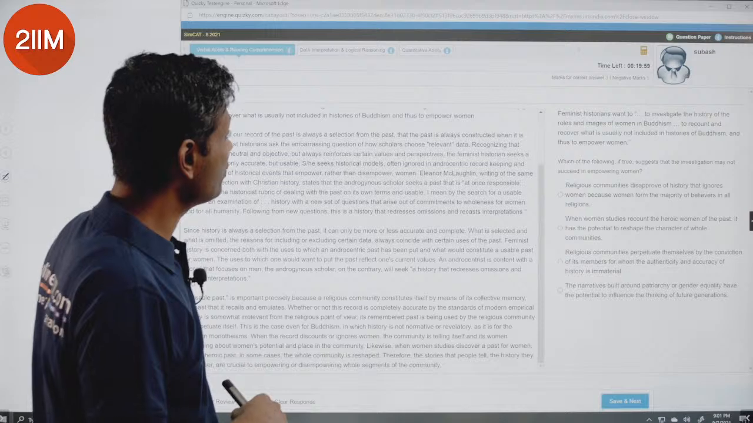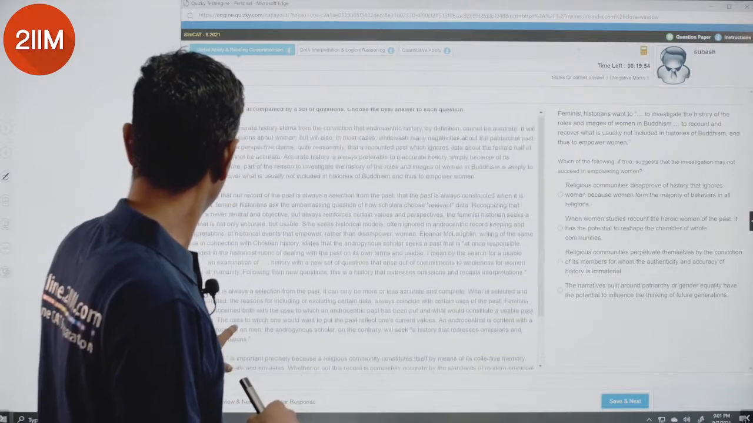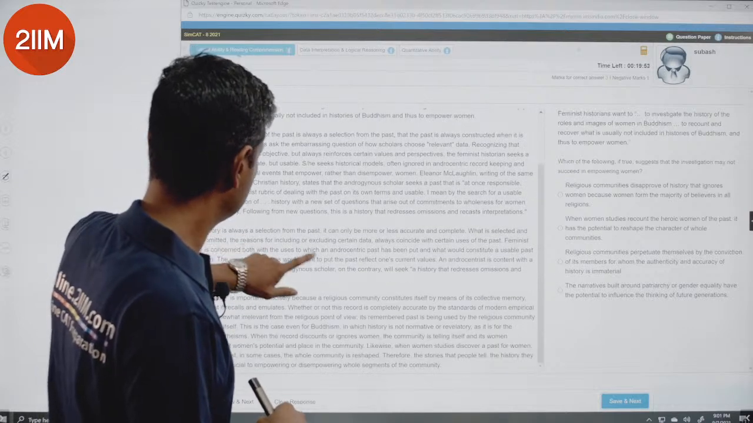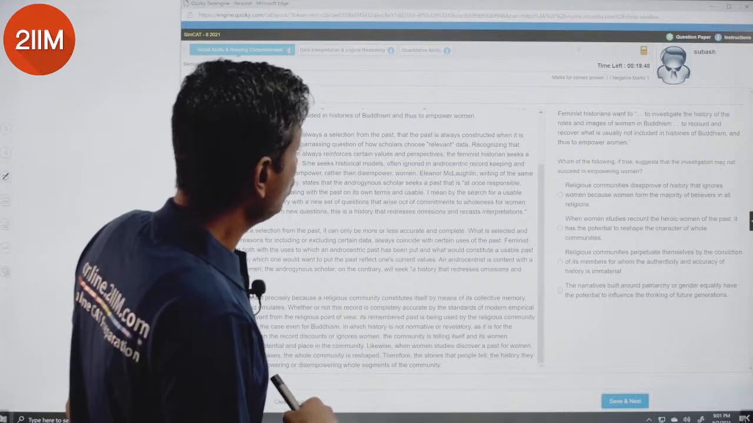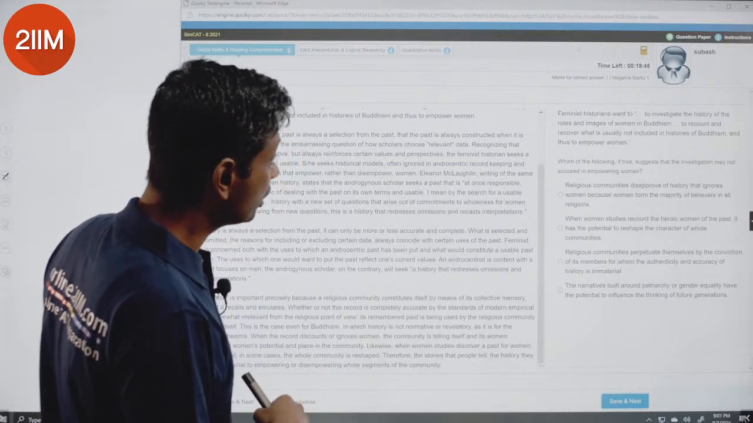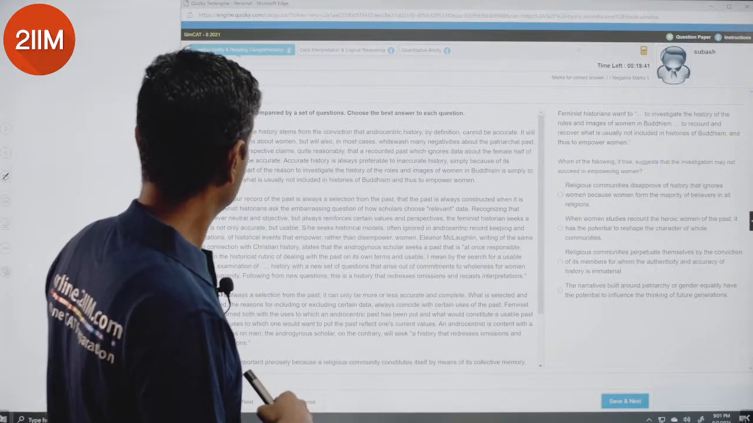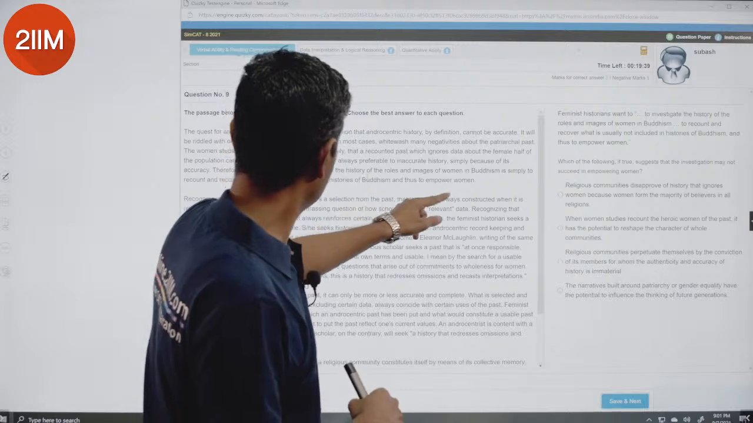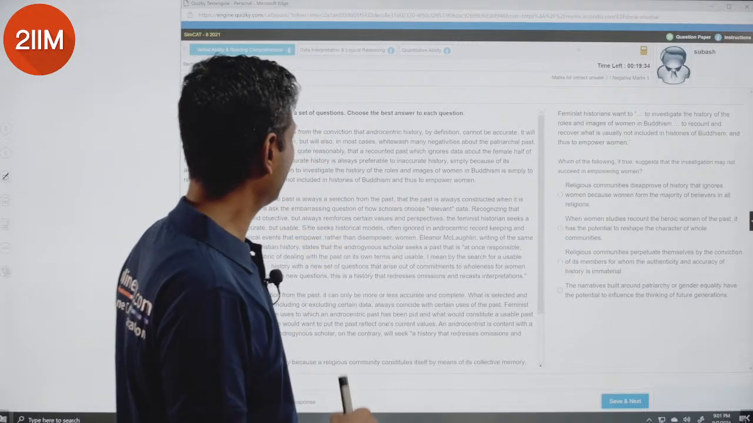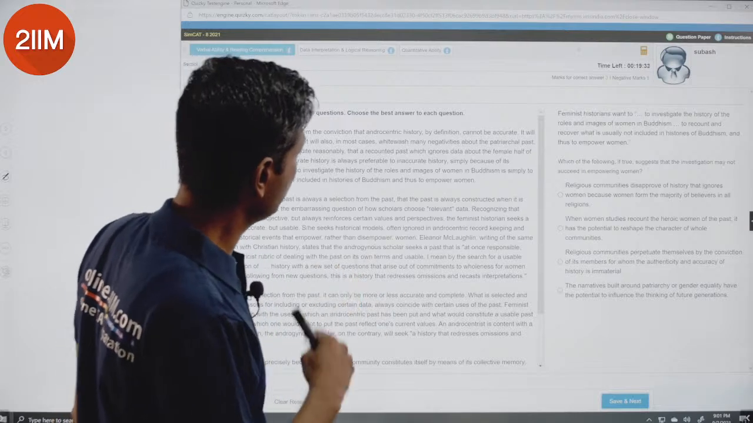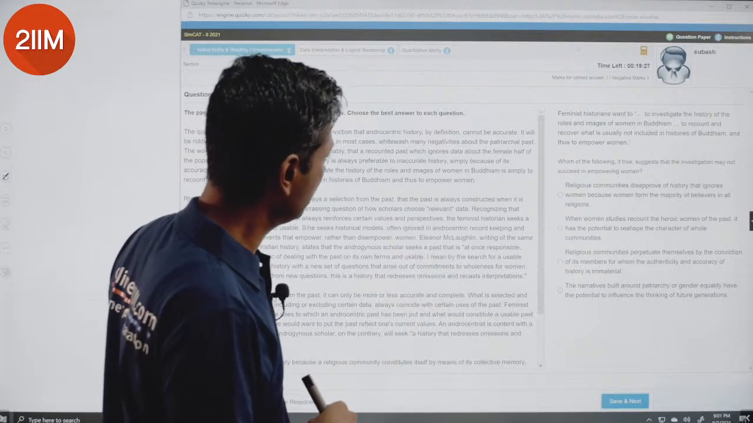Feminist historians want to investigate the history of the roles and images of women in Buddhism. Where does it come? Part of the reason to investigate is simply to recount and recover what is usually not included in the histories of Buddhism, and thus to empower women. Nice. Which of the following, if true, suggests that the investigation may not succeed in empowering women?